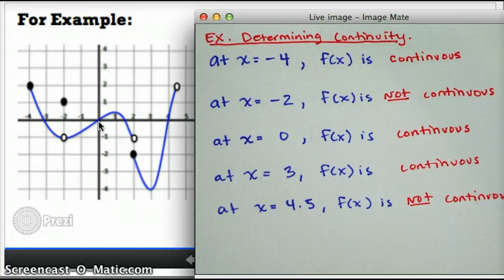Pay attention to the boundary points. These boundary points, which is -4 and then 4.5, they're the edge of the function, so they only have one side. This one has a left side, this one has a right side. As long as that one side equals the actual value, it is continuous, so that's why the first one was continuous. Whereas if that one-sided limit does not equal the value, the function's actually undefined right here. That makes it not continuous. That's the explanation for 4.5.